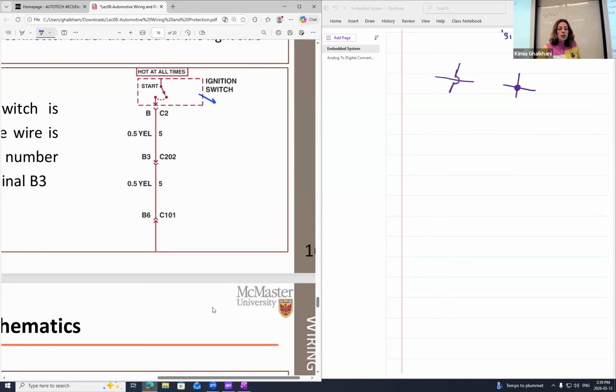You hit it or you start it. Then right after that, based on the information in here, this ignition switch is connected to terminal B. This is what we call the symbol for terminal. It means this switch is connected to terminal B, connector C2. Make sense? This is how we read a wiring diagram. Ignition switch is connected to terminal B, connector C2. The wire is yellow, the thickness of the wire is 0.5, and the circuit number is 5. Make sense? See, it's like a story. You have to have a story behind it.